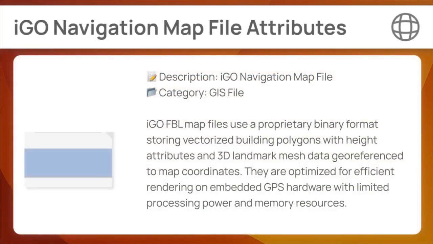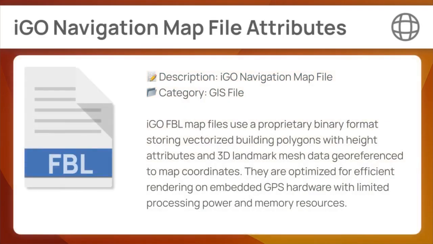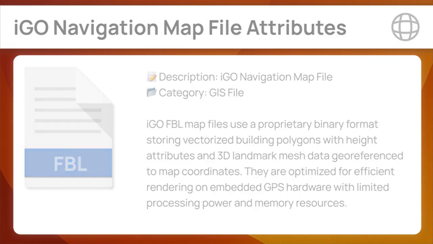iGO FBL map files use a proprietary binary format, storing vectorized building polygons with height attributes and 3D landmark mesh data georeferenced to map coordinates. They are optimized for efficient rendering on embedded GPS hardware with limited processing power and memory resources.